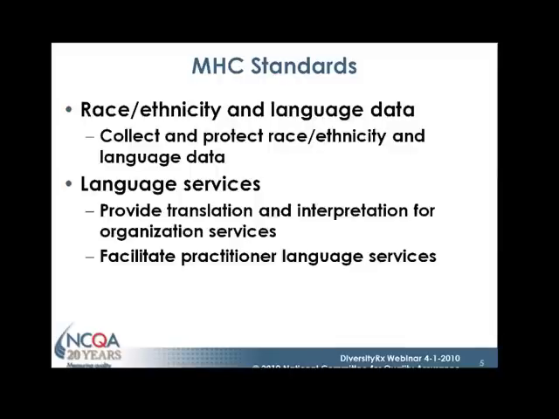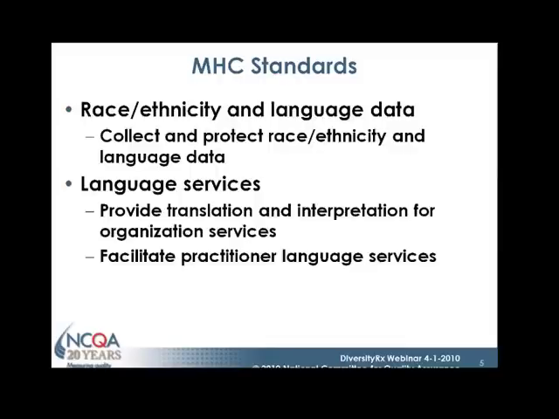The details of the scoring are not relevant for this discussion, but I did want to give you a sense of the relative value of the different standards. The first, second, and fifth standard are weighted relatively more heavily, while the third and fourth standard carry a lower weight, and we'll discuss that as we go along.